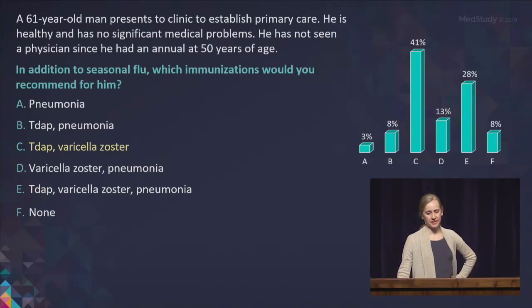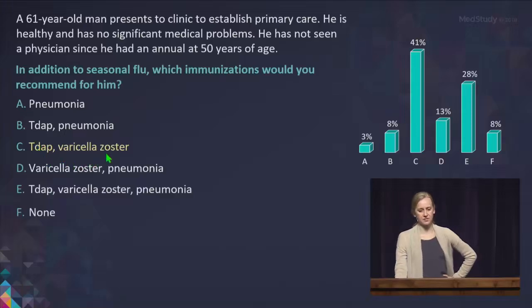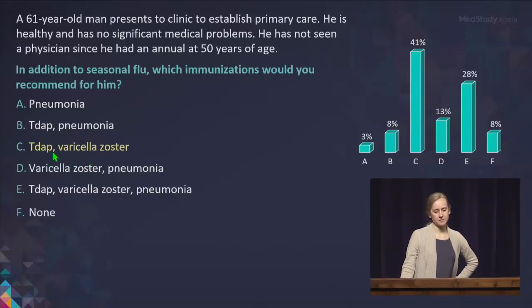Okay. So exactly, so Tdap and varicella zoster, right? Tdap because it's been more than 10 years since his last tetanus shot and we don't have any record of a pertussis vaccine. And then varicella zoster because he's over age 50.